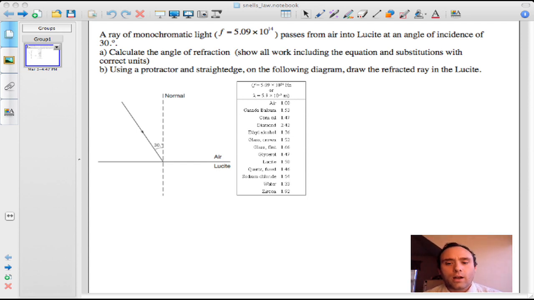We're going to go over a problem that deals with Snell's law, the angle of incidence into a material and how that angle changes as the light ray moves through the material.